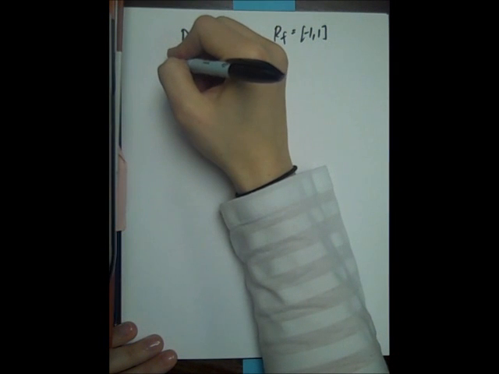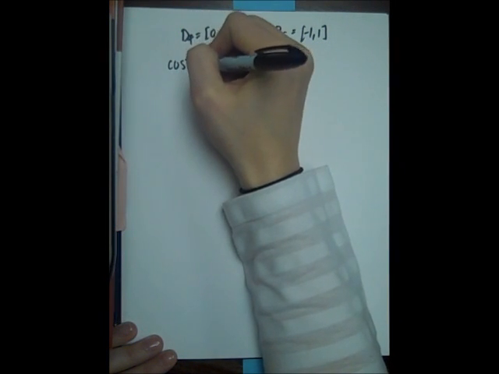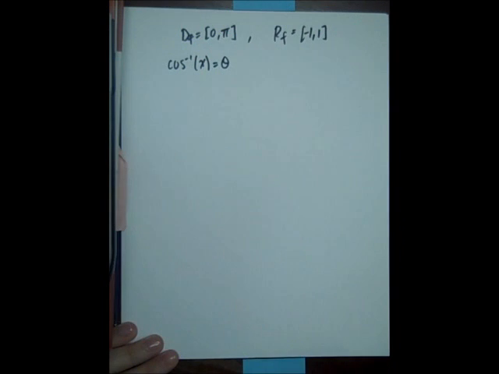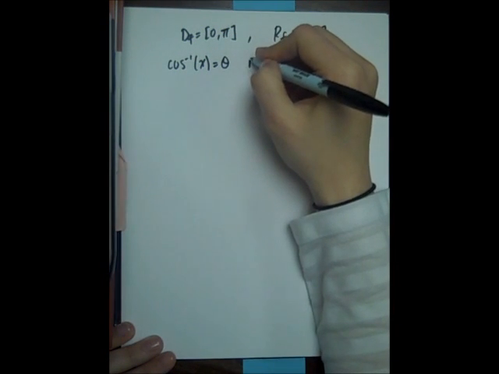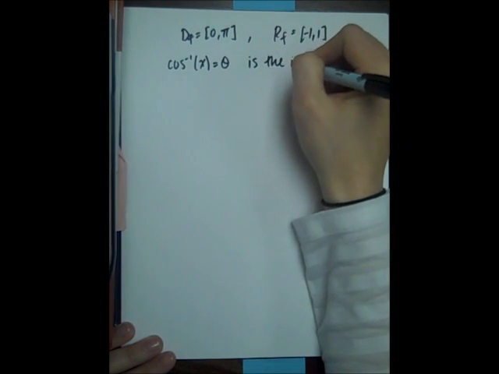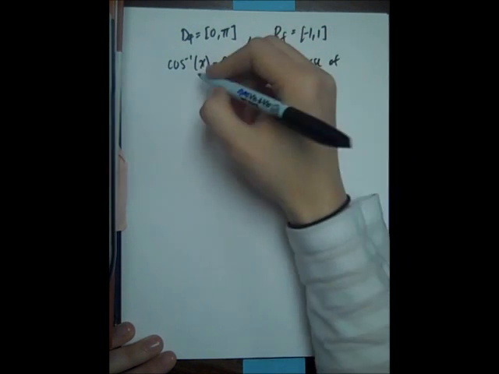Okay, so what's my inverse? Cosine inverse of x. That's the inverse of cosine of x.